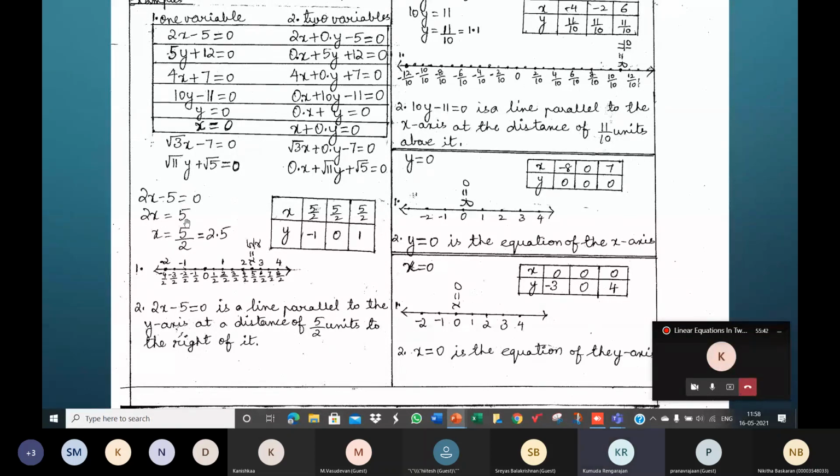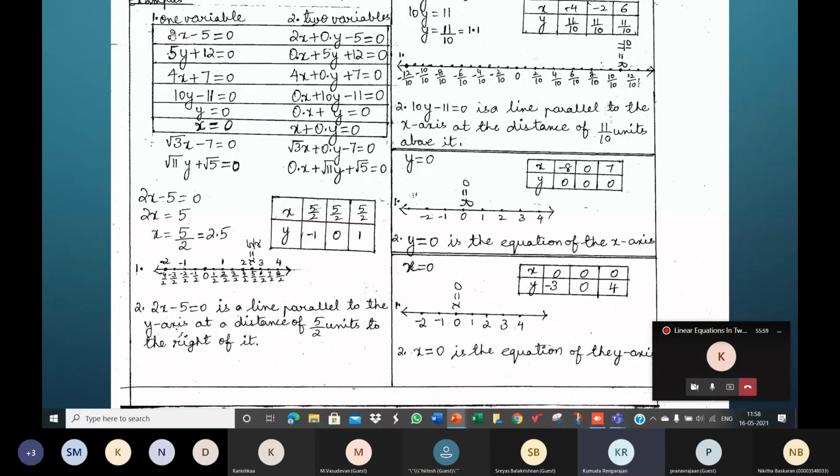If you treat the same thing as a linear equation in two variables x and y, then see it here. You can see it's the same example, children. 2x minus 5 is equal to 0. And here, this is an equation in one variable x.